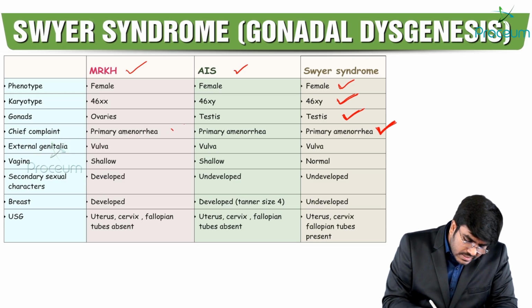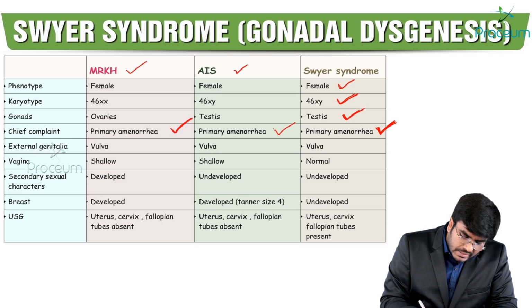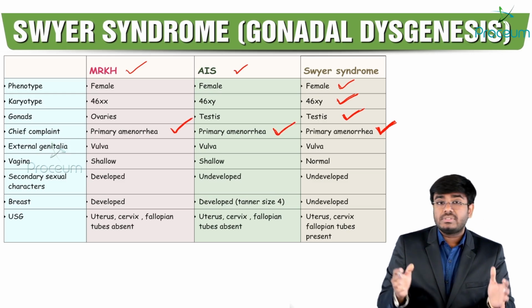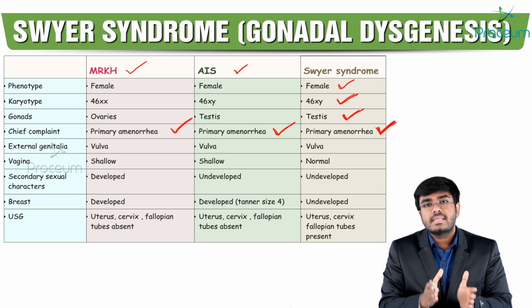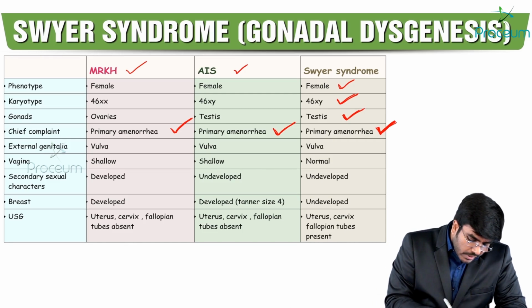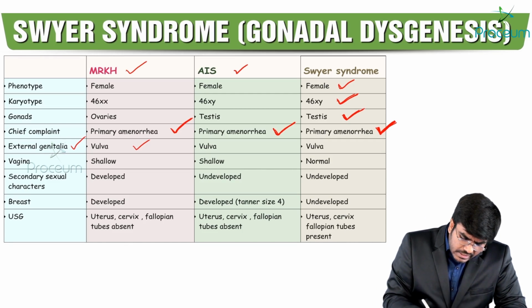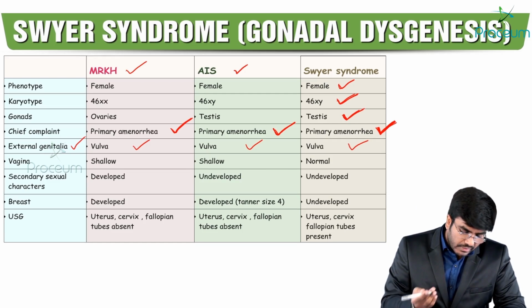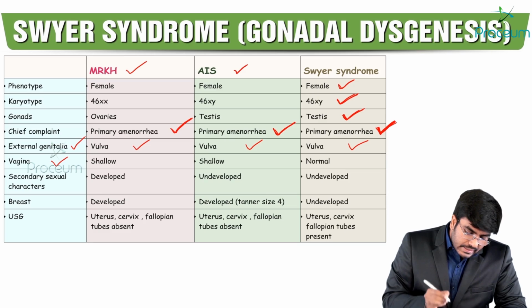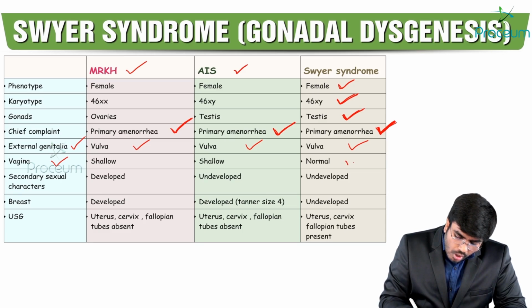Okay, all these three conditions are going to present with primary amenorrhea. So that's why it's very important to differentiate between MRKH, AIS and Swyer syndrome. Now, what about the external genitalia, guys? In all these conditions, the external genitalia is vulva. Okay, that is a female form. Now, what about the vagina, guys? The vagina here is normal.